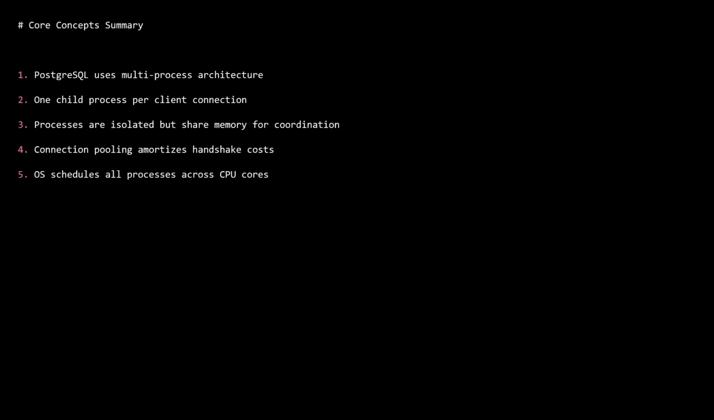PostgreSQL is a multi-process database. Each connection gets a dedicated child process. Processes coordinate through shared memory. The operating system handles scheduling across cores. That covers how PostgreSQL works.